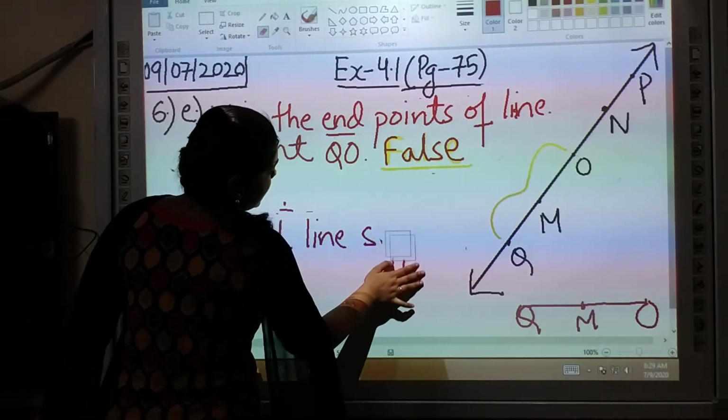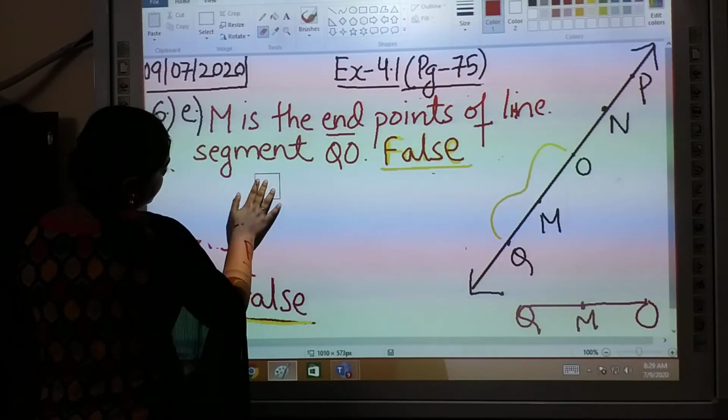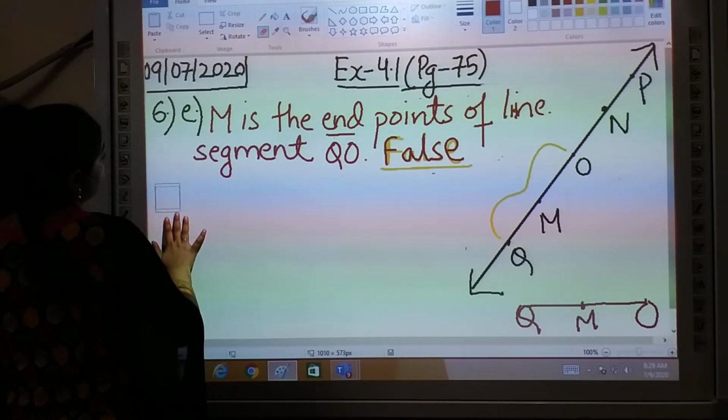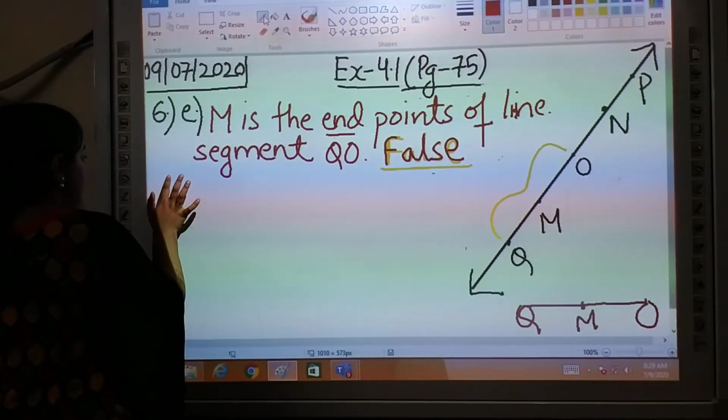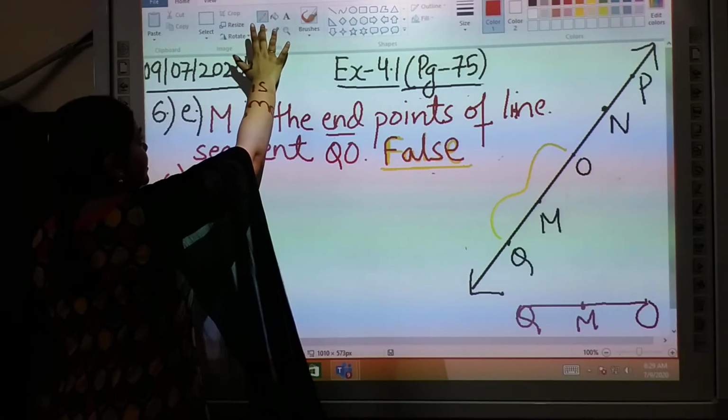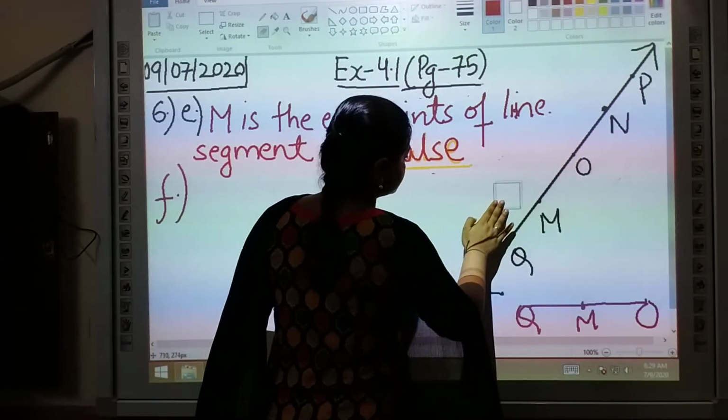So the line segment, line and ray are very much clear to you by now because we are doing more questions on it. The more questions you do on it, the more clear the concept will be to you.